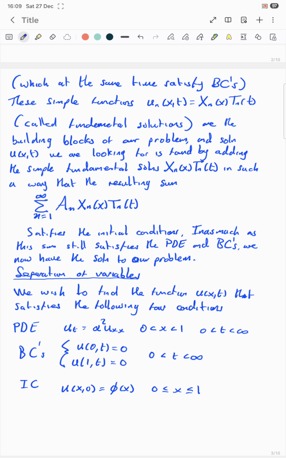And the solution u of x, t we are looking for is found by adding the simple fundamental solutions here in such a way that we have the resulting sum here, which satisfies the initial conditions, inasmuch as this sum still satisfies the PDE and boundary conditions. We now have a solution to our problem. Our separation of variables: we wish to find a function u of x, t that satisfies the following 4 conditions here.